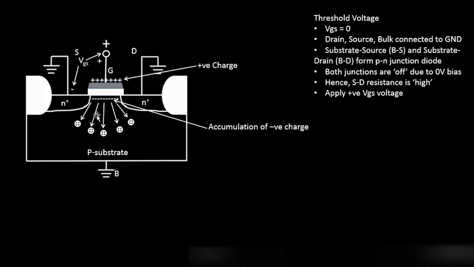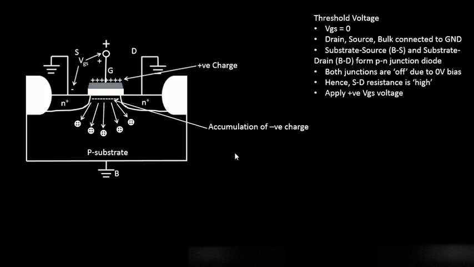Whenever something leaves in a substrate, it leaves something behind. For example, whenever an electron moves, it leaves behind a hole. In a similar fashion, whenever the positive charges move out of their place, they leave behind negative charges, and there is an accumulation of negative charges because of this phenomenon.